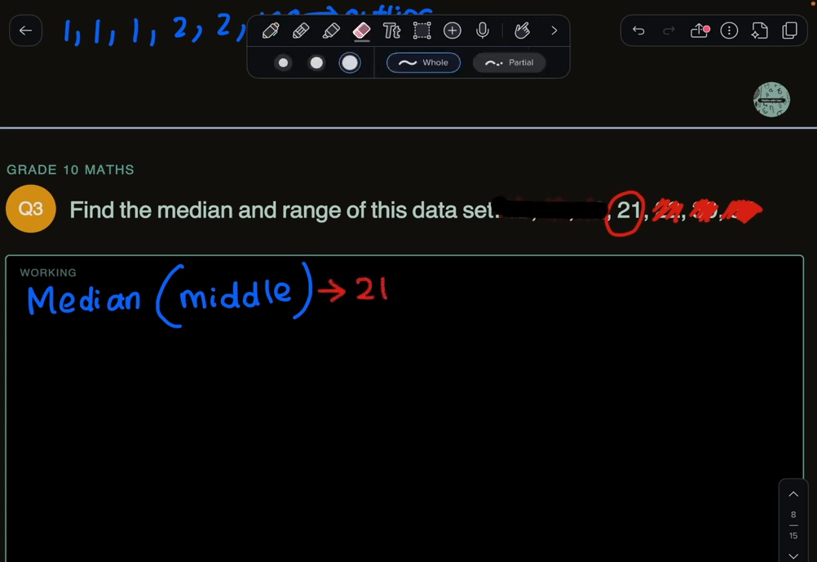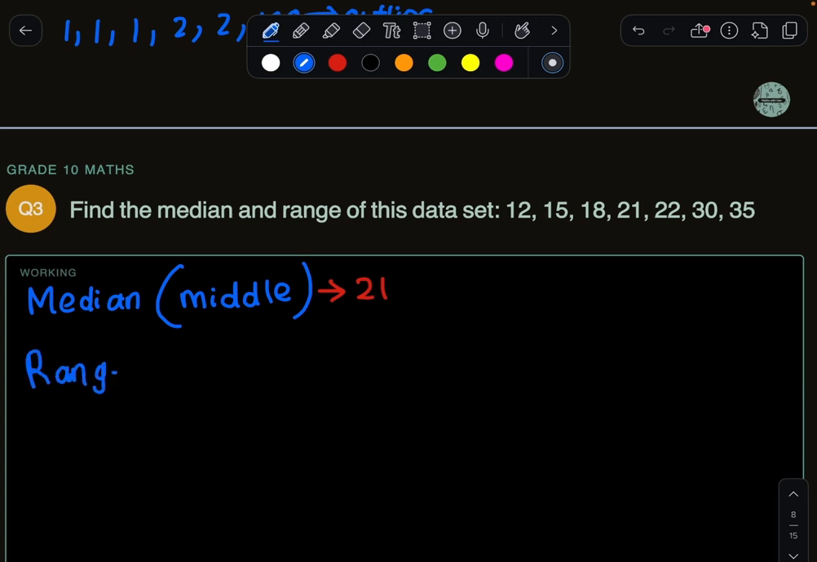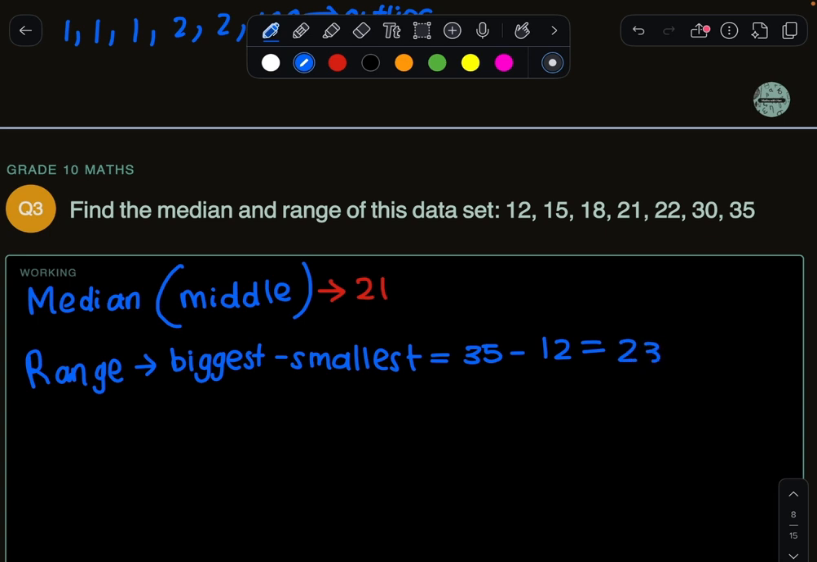And then find the range of the set. So range is largest minus the smallest, biggest minus smallest. Which in this case, our biggest is 35. Our smallest is 12. So 35 take away 12. So 35 take away 10 is 25. Take away 2 is 23. So that is our range. So we can see median and range.